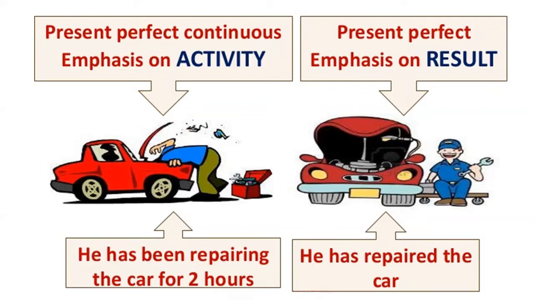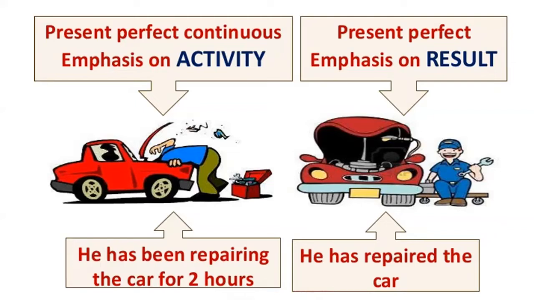Has been repairing tells us that the main focus is on the activity. While look at the other example, present perfect tense, emphasis on result. He has repaired the car. In this example, the task is finished. The repairing of the car is completed now.